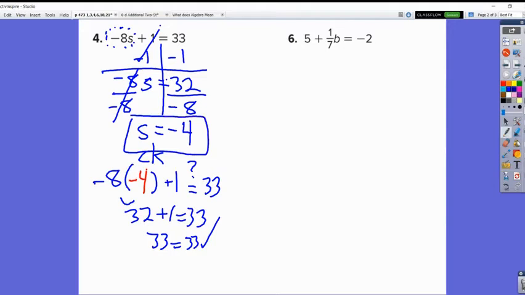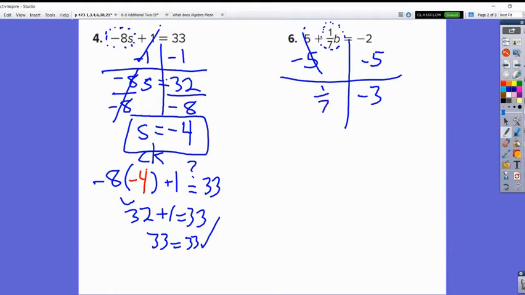All right, and this next one's a little bit different. There's a fraction in front of the variable, or also, you might remember we talked about that this times 1/7 is the same as dividing by 7. Either way, we're not going to do anything with that first because it has the variable with it. And the first thing we have to do is get rid of this plus 5 by subtracting 5 from both sides. Negative 2 minus 5, let's call that negative 3. And so 5 minus 5 is negative 5. And over here, then I get 1/7 b equals negative 3.